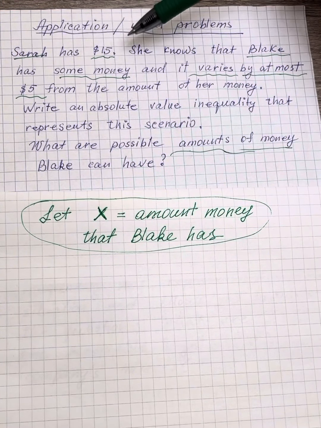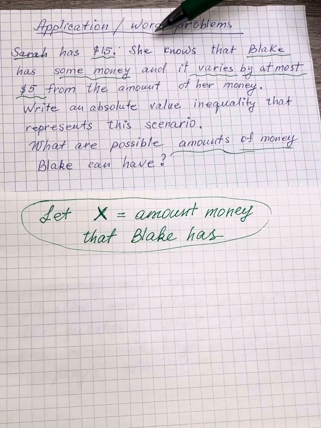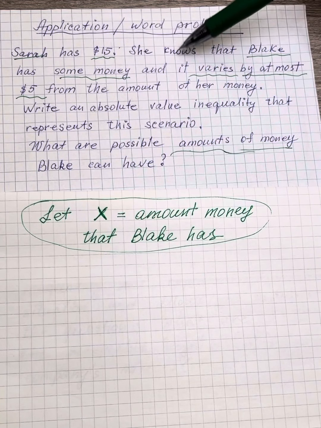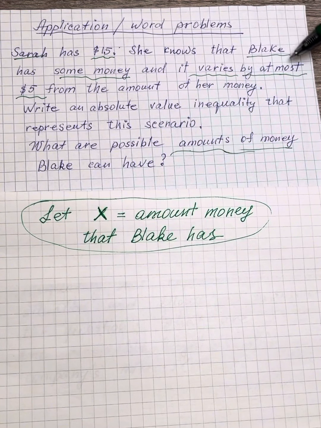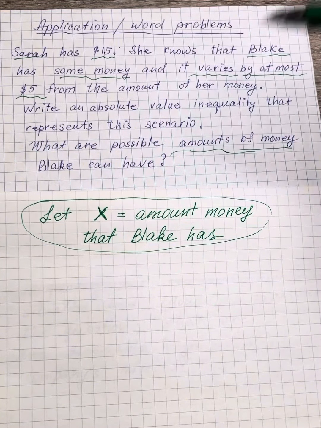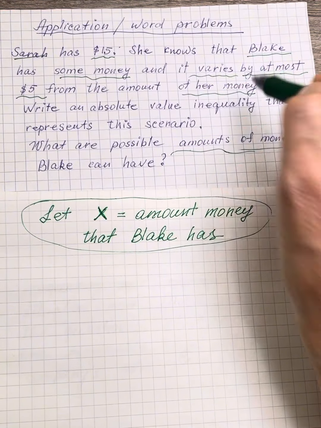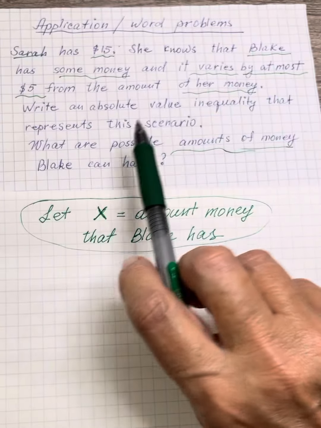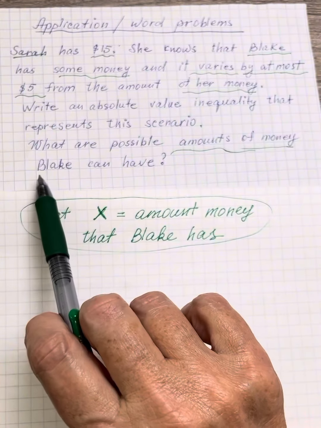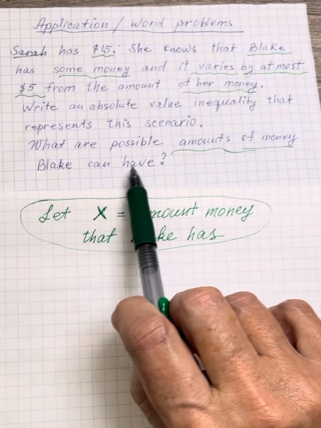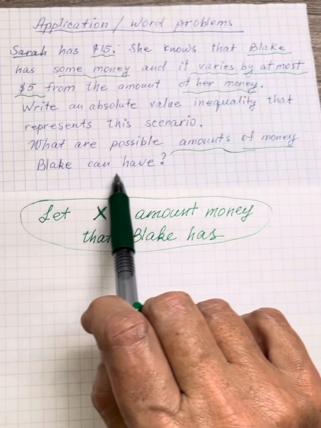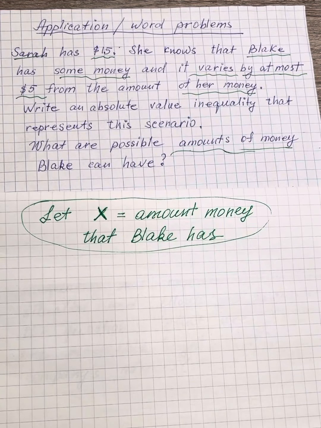Sarah has $15. She knows that Blake has some money, and it varies by amount of $5 from the amount of her money. So, write an absolute value inequality that represents this scenario. The question: what are possible amount of money Blake can have? So how we can solve this problem?